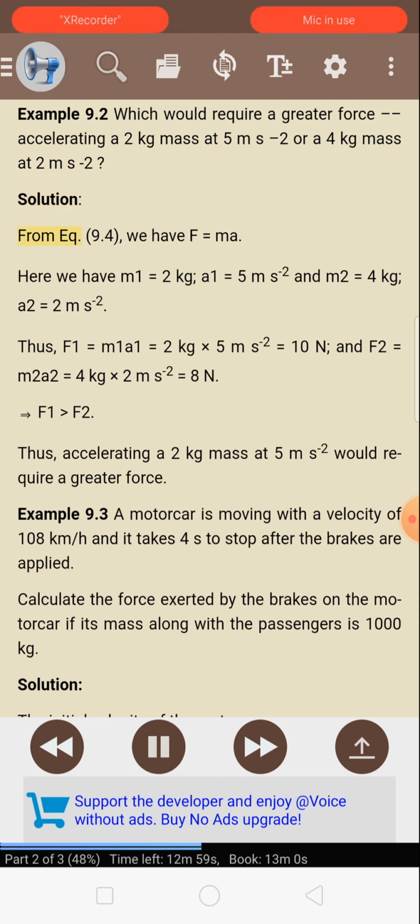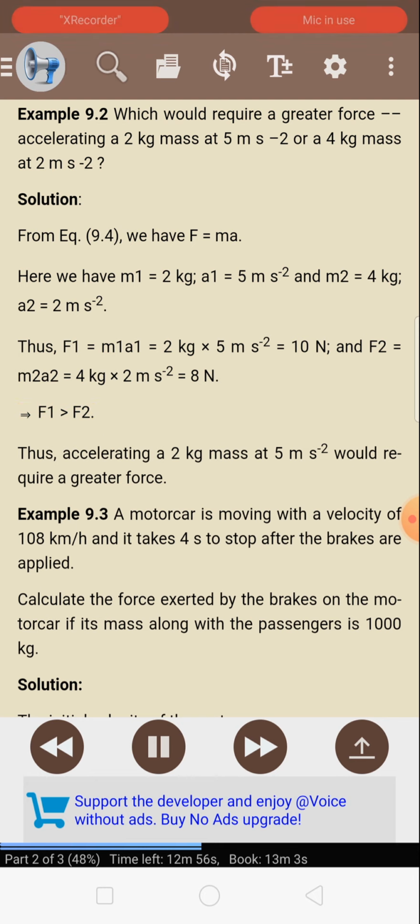Solution. From Eq. 9.4, we have F = ma. Here we have m1 equals 2 kilograms, a1 equals 5 m s^-2, and m2 equals 4 kilograms, a2 equals 2 m s^-2. Thus, F1 = m1a1 = 2 kg × 5 m s^-2 = 10 N, and F2 = m2a2 = 4 kg × 2 m s^-2 = 8 N. F1 is greater than F2. Thus, accelerating a 2 kilogram mass at 5 m s^-2 would require a greater force.